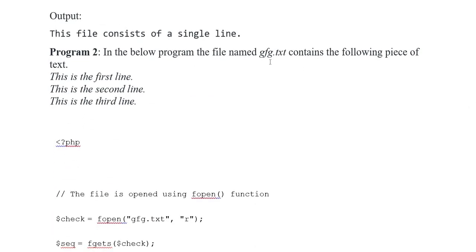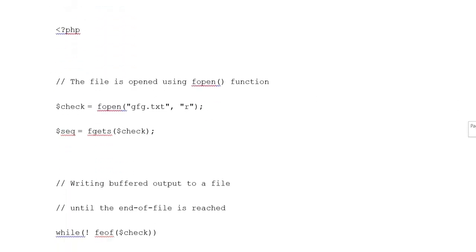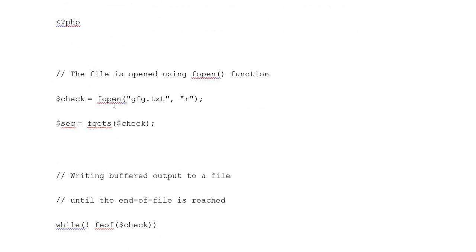Second example. The file named gfg.txt contains the following pieces of text: the first line, the second line, and the third line. PHP opening tag. The file is opened using the fopen function. $check = fopen("gfg.txt", "r"); $sequence = fgets($check); writing buffered output to a file until the end of file is reached, while (!feof($check)).